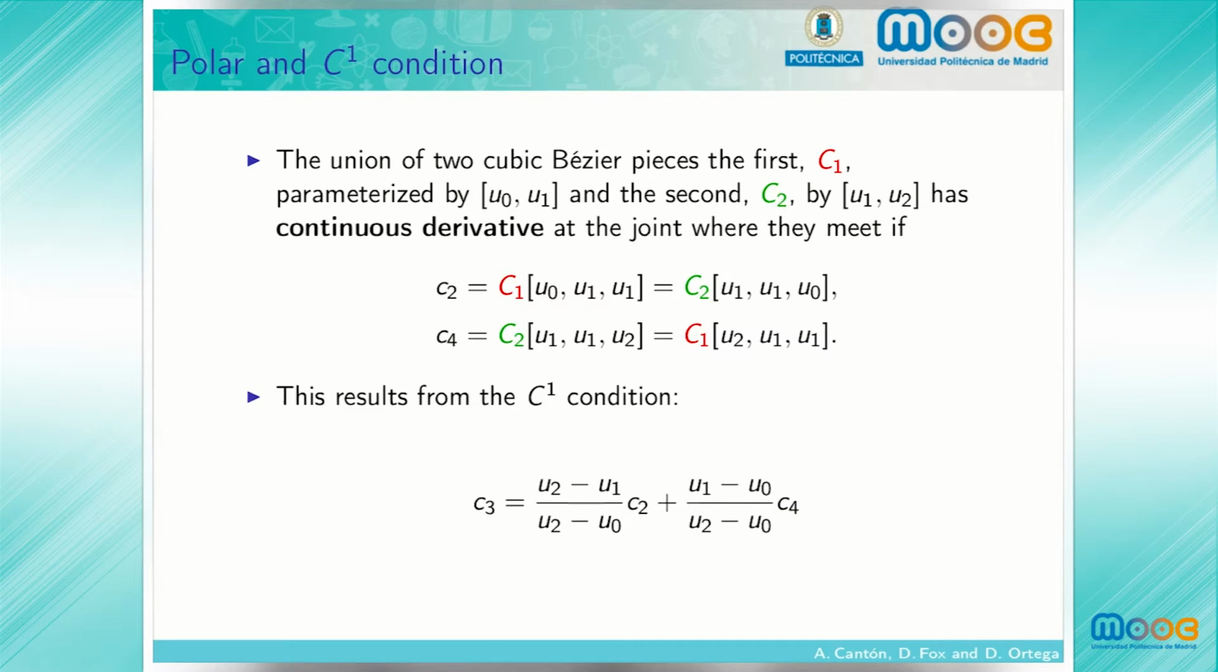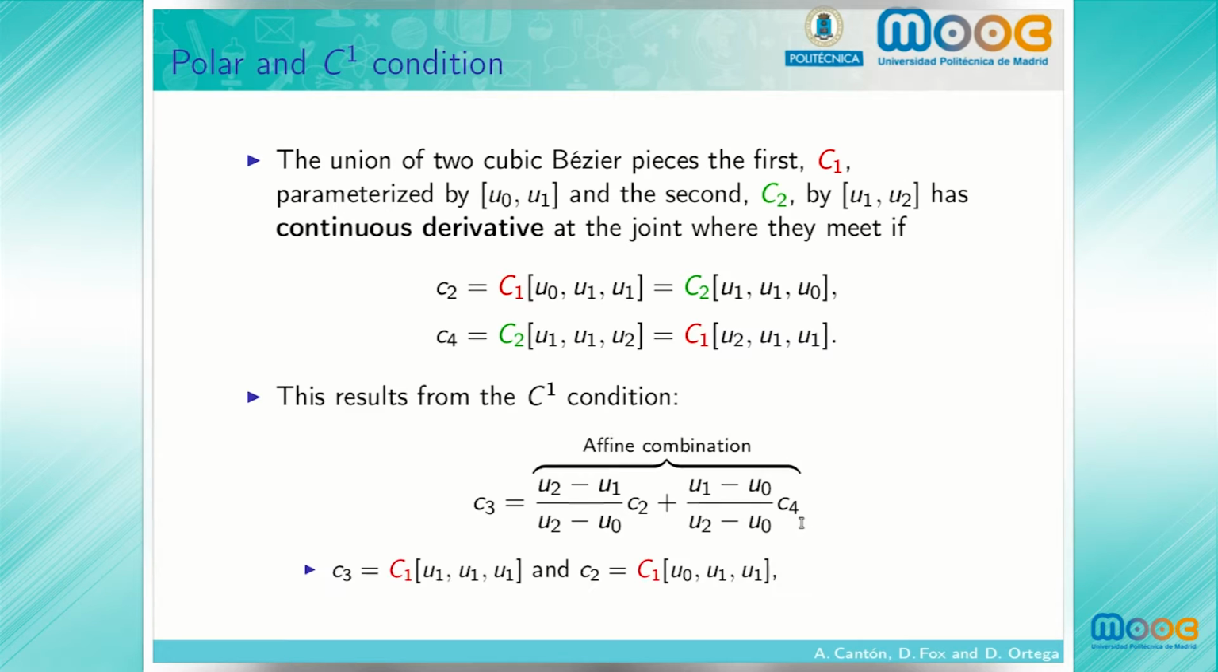The reason is that the C1 condition means that these points are in a combination, and in fact they are an affine combination. Because C3 can be given in terms of the polar form of the first curve, and also C2 can be given in terms of the polar form of the first curve, we can solve in the affine combination for C4 and write C4 in terms of the polar form of the first curve in this way.